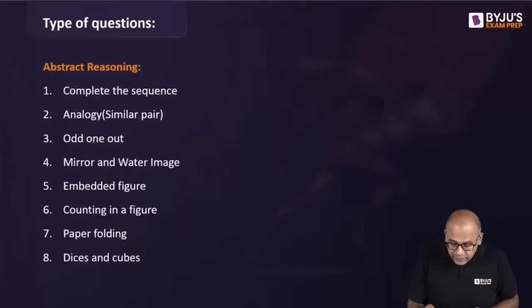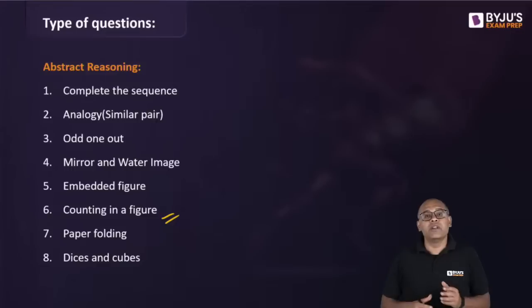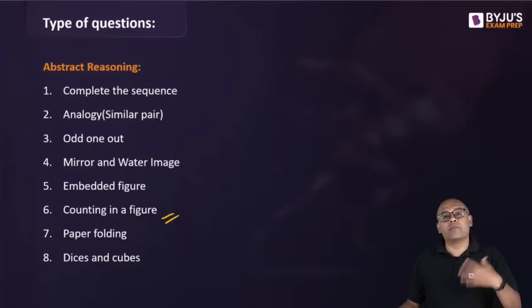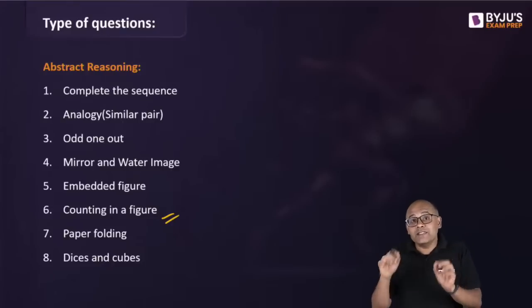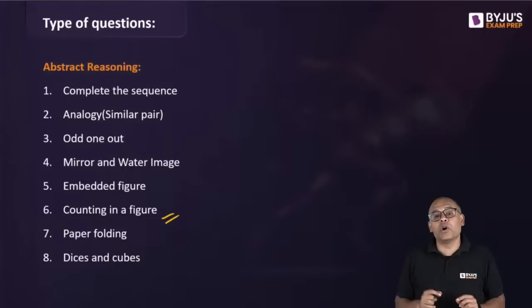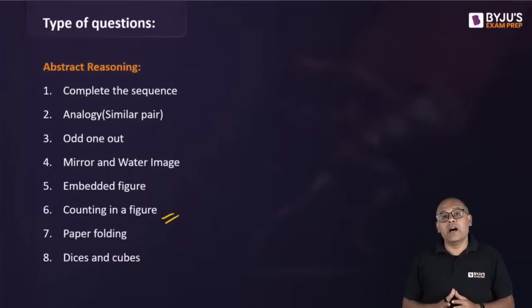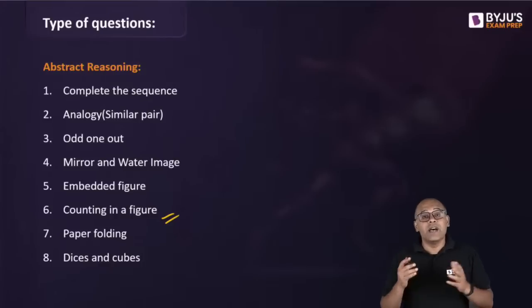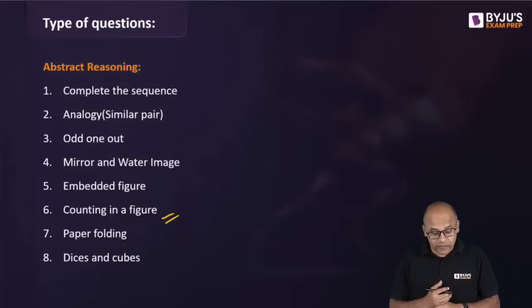Then we have counting in a figure, which is quite easy. We have the number of squares, number of rectangles, number of triangles, all that. That is easy. Again, it is easy to count, but it is tricky because many of you will miss that 1 or 2 small points which are otherwise difficult to point out. We saw in the last class also, many of you made errors in these types of questions.